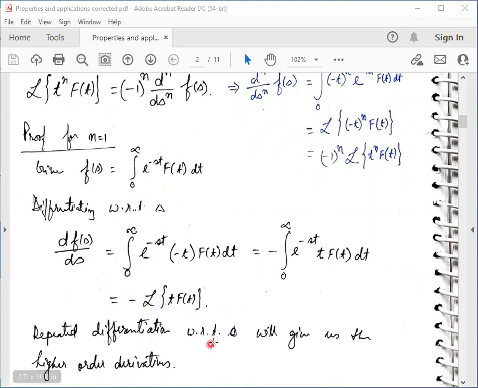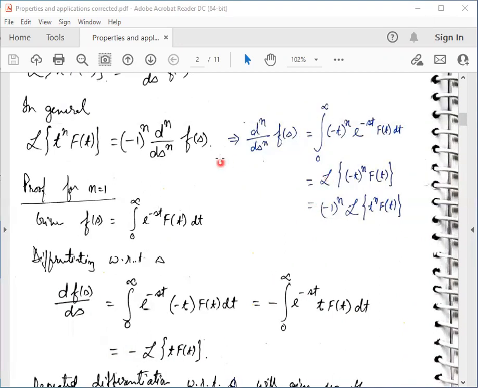And repeated differentiation with respect to s will give us the higher order derivative, which is given here. When we differentiate F(s) with respect to s n times, then we get the integral of (minus t) to the power n, e to the power minus st, f(t) dt.